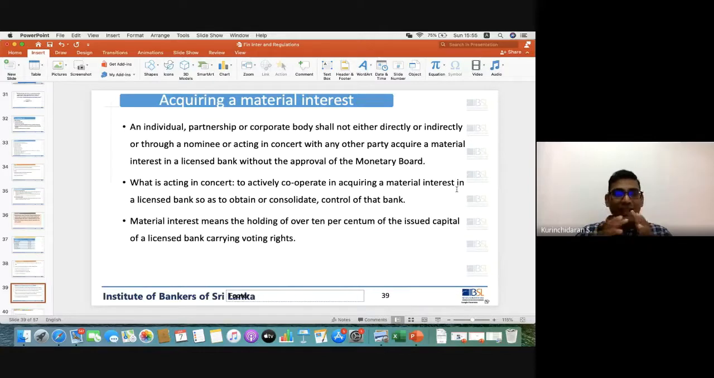So the Banking Act clearly states everything together and avoids this acquiring of material interest. Right? Very important regulations.